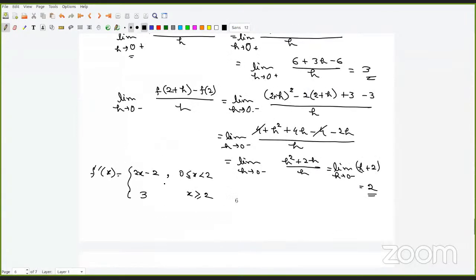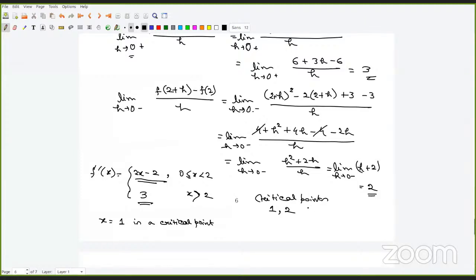So it is greater than 2. At 2 it is not differentiable. So this can never be 0; it is a constant function 3. The first one can be 0 at x equal to 1. So x equal to 1 is also a critical point. Right? So we have two critical points, 1 and 2.